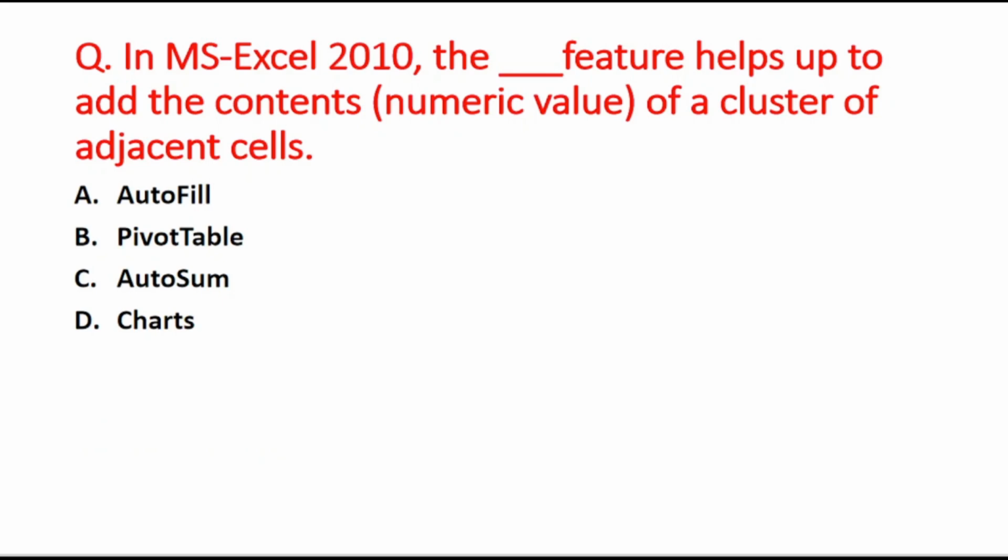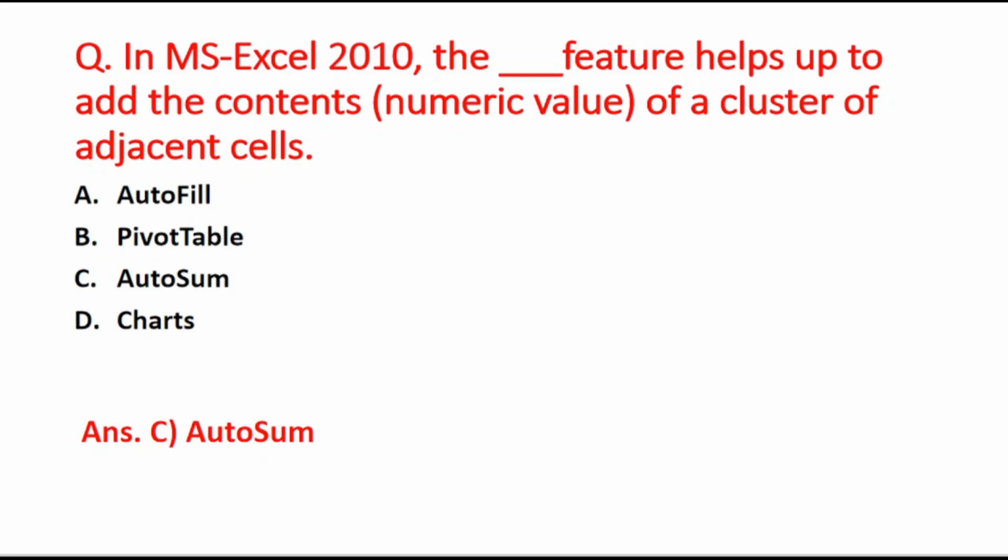Next question is, in MS Excel 2010, the blank feature helps us to add the content, that is numeric value, of a cluster of adjacent cells. A option is autofill, B option is pivot table, C option is autosum, and D option is charts. So the right answer is option C, that is autosum.